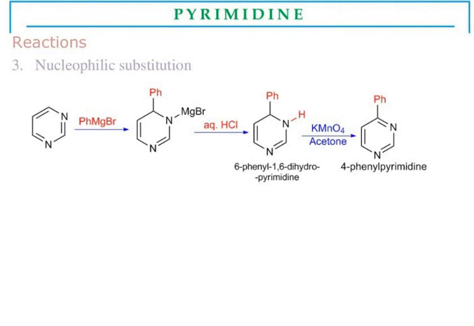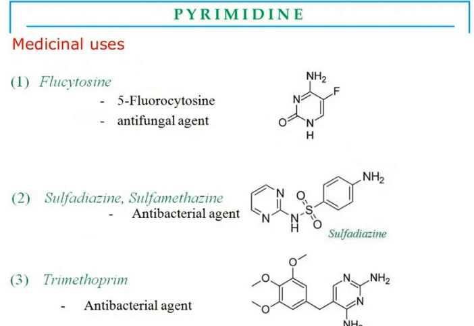Nucleophilic substitution by Grignard reagents. You can see the reactions here. Attachment of MgBr on nitrogen, and then reaction with aqueous hydrochloric acid gives 6-phenyl-1,6-dihydropyrimidine, and reaction with KMnO4 gives 4-phenylpyrimidine.